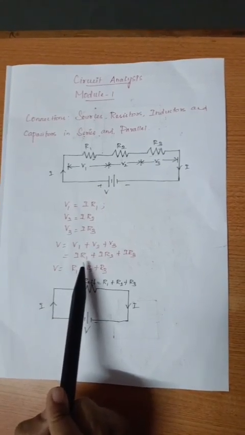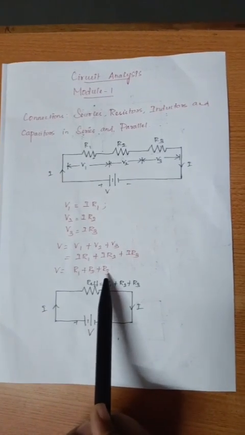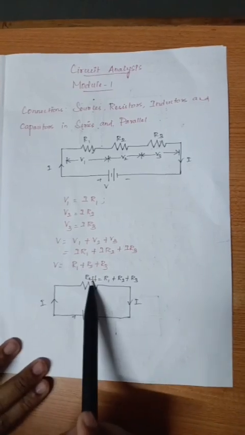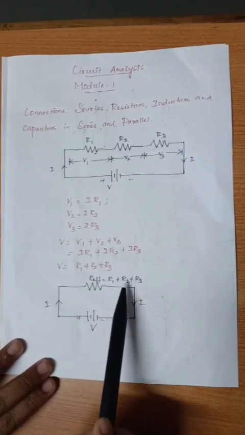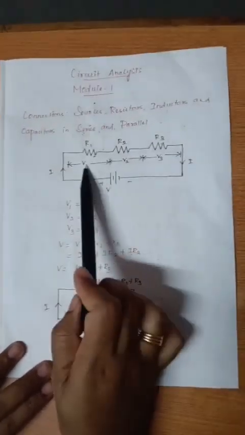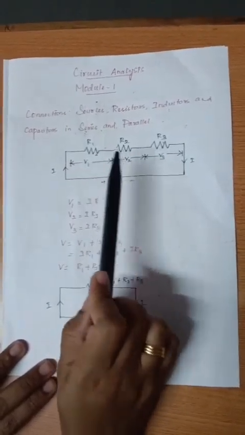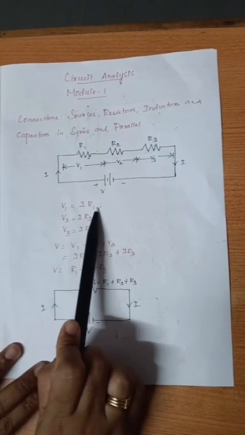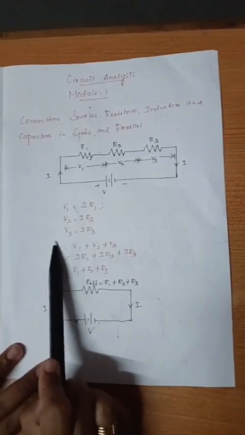As the same current passes through all of them, V is equal to I times (R1 plus R2 plus R3), which is nothing but the equivalent or effective resistance. So R effective is equal to R1 plus R2 plus R3. In a series circuit, the same current passes through all of the resistances. For each resistance, there will be a voltage drop according to Ohm's law. The sum of the voltage drops will be equal to the applied voltage.